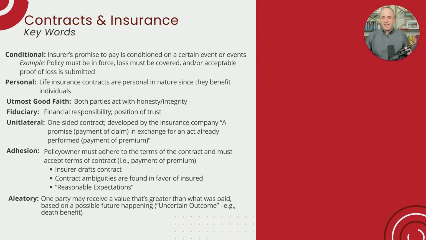Unilateral means it's one-sided. So the insurance company basically has control as long as the premiums have been paid and as long as everything is accurate in the application as issued. It's a one-sided contract. So basically the payment of premium has already occurred. So the promise is I'm going to pay that death claim or that living benefit claim or whatever it is in exchange, or in consideration, for the fact that you've already paid me that premium. All right, contract of adhesion.